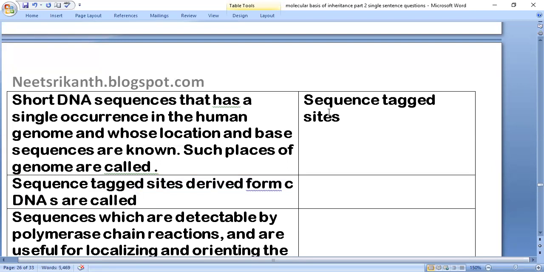Sequence tagged sites derived from complementary DNA, cDNA, are called expressed sequence tags.